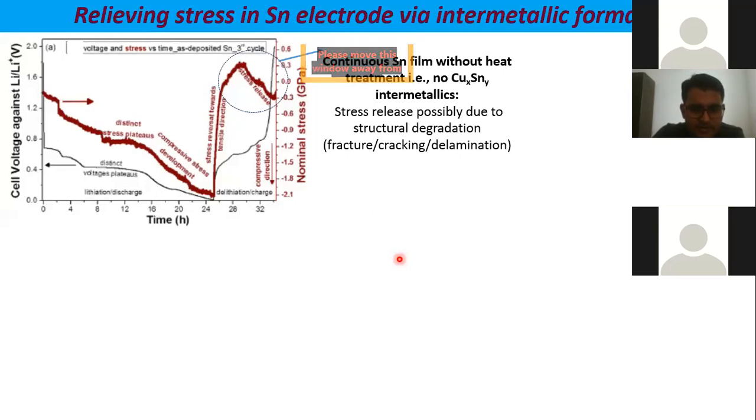Whether the doping of your electrode with the other element will increase the capacity or not, I cannot comment on that. One should look at that. So this is the way the stability of the electrode can be improved with the help of doping.